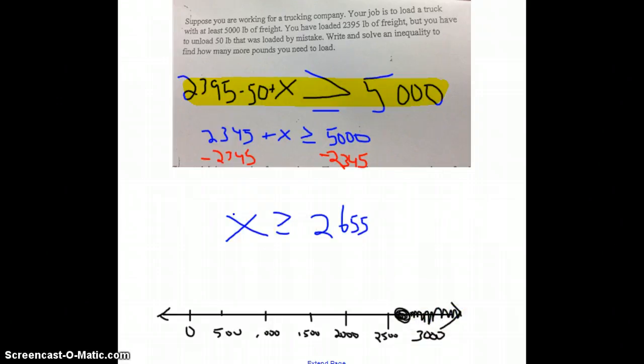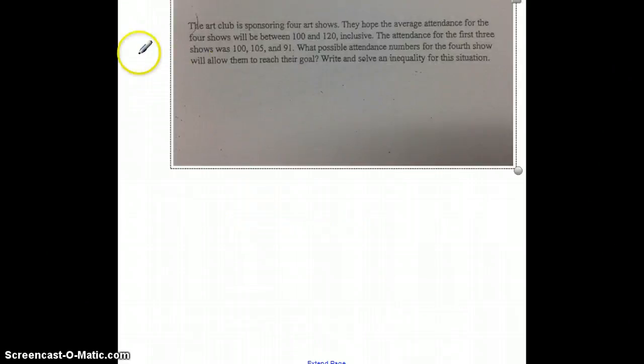Let's take a look at the next problem I gave you. The Art Club is sponsoring 4 art shows. They hope the average attendance for the 4 shows will be between 100 and 120 inclusive. That means we're going to include those numbers. Attendance for the first 3 shows is 100, 105, and 91. What possible attendance numbers for the 4th show will allow them to reach their goal? Again, their goal is to have the average between 100 and 120.